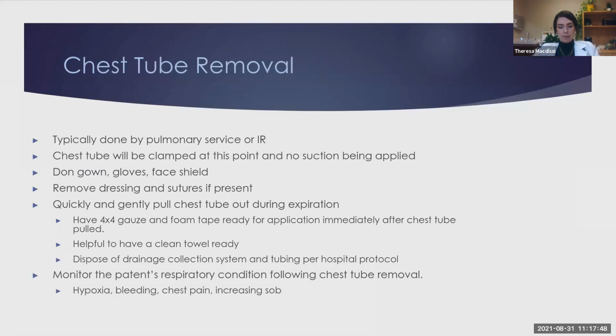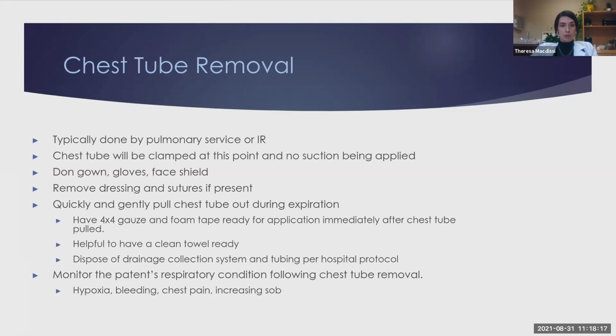Now it comes time, your patient's getting better, their x-ray is looking better, they're draining less fluid, or they no longer have an air leak for their pneumo. All of these things are leading up to chest tube removal. So this is usually done by either the pulmonary service or maybe interventional radiology. Sometimes, if they're the ones that placed the tube, they'll come up and pull the tube. At this point, the chest tube will have been clamped and no suction is being applied.